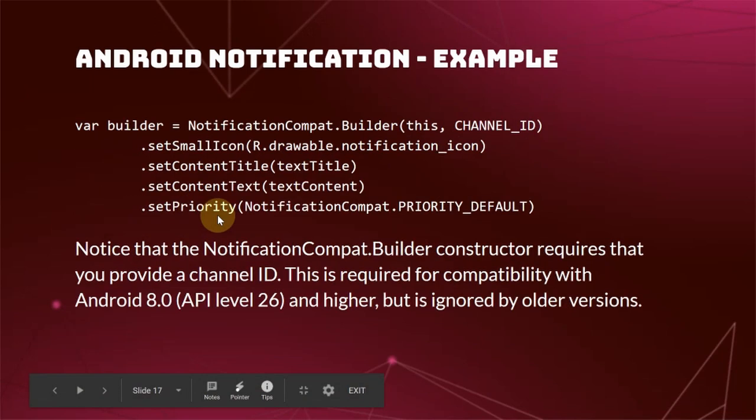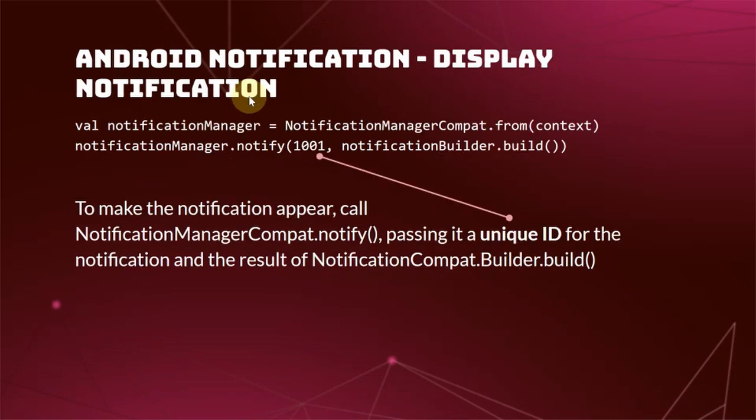After you create the notification using the notification builder, we trigger the notification by calling NotificationManagerCompat.from(context) and calling notify with the builder object's build. To make the notification appear, you call NotificationManagerCompat.notify and pass in a unique ID, which is actually an integer. You can create a random integer for the notification, along with the result of the notification builder's build. For now, it doesn't matter what number you use here, but later on you have to somehow record this number for different purposes. So remember that.